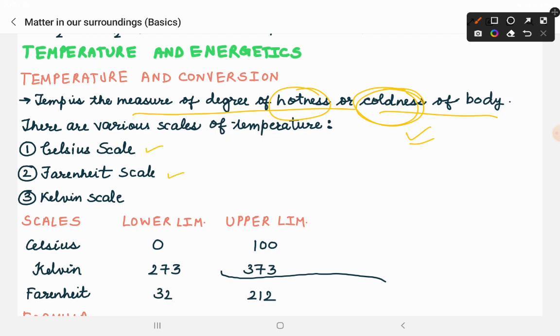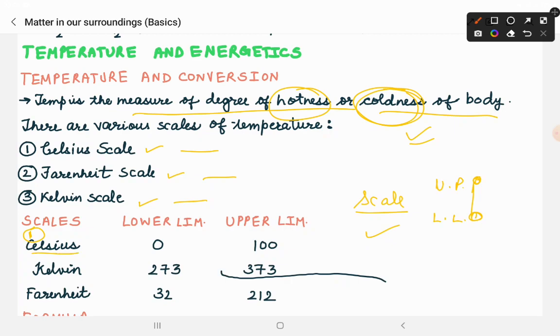We have the Celsius scale, the Fahrenheit scale, as well as the Kelvin scale. These are the three major scales of temperature through which we can measure the temperature of different objects. Now we will talk about the Celsius, Fahrenheit and Kelvin scales separately. First of all, the Celsius scale. Know that in any type of temperature scale there will be one lower limit and one upper limit. The lower limit says this is the minimum temperature; below this, the temperature cannot go on that scale. And the upper limit means this is the maximum range of temperature; above this, the scale cannot measure the temperature.